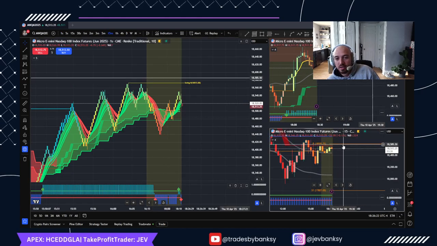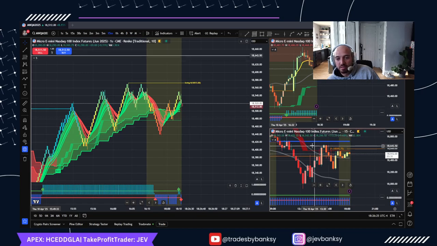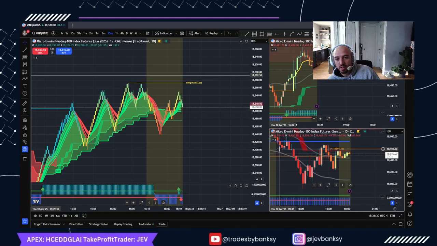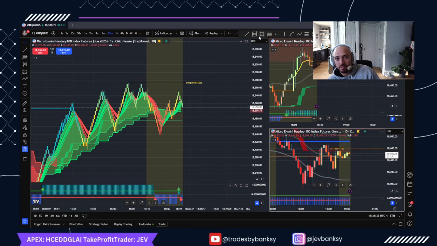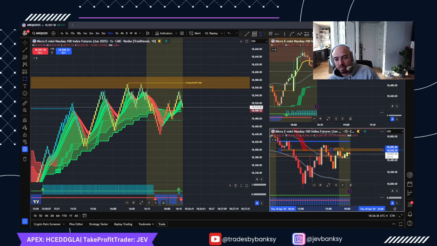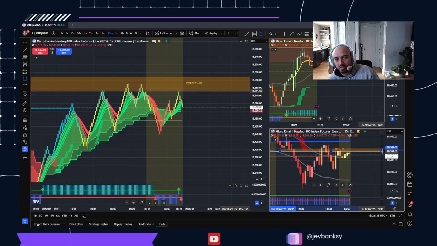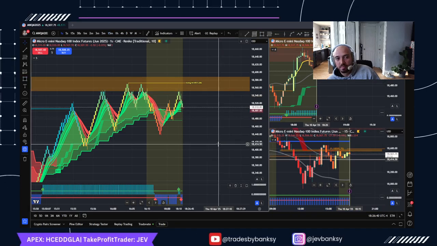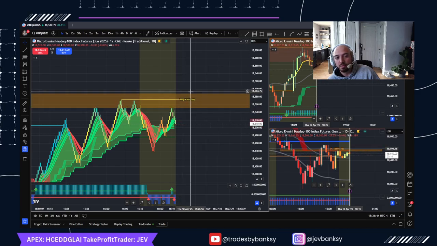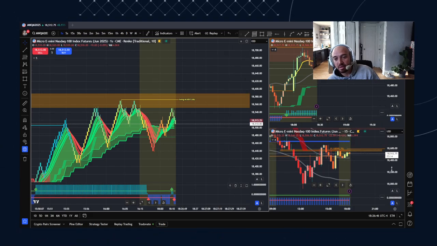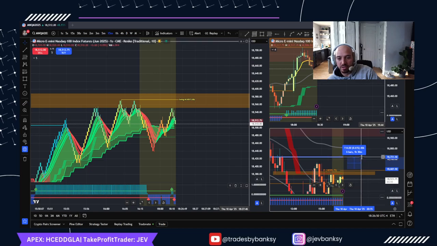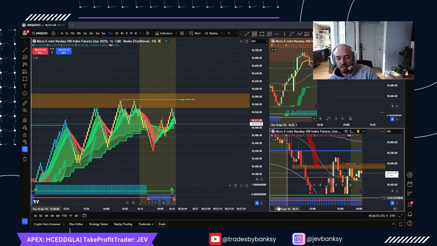Right? But this level can definitely be, if this box wants to print, there we go. This level right here can definitely be an area of interest for sells, right? So if I'm looking for buys, I would prefer to see something trade up, come back, and then trade higher, because then I also have about 115 points to where this Q line is.